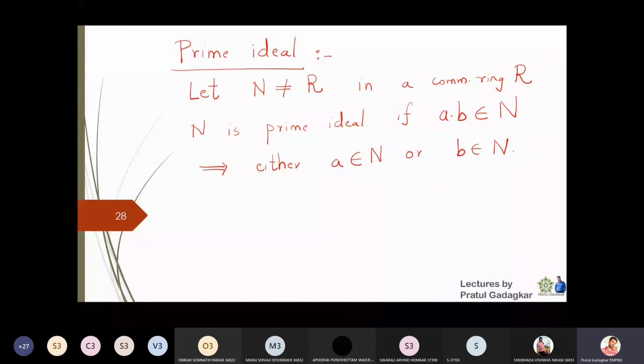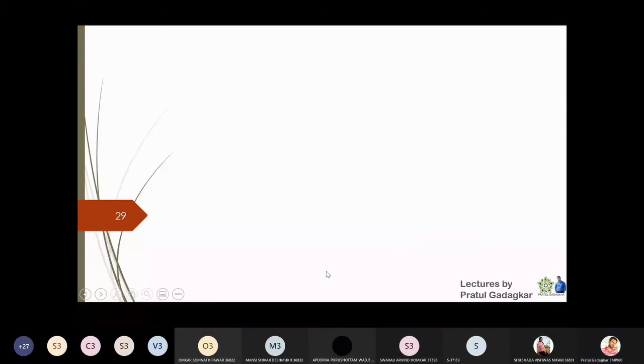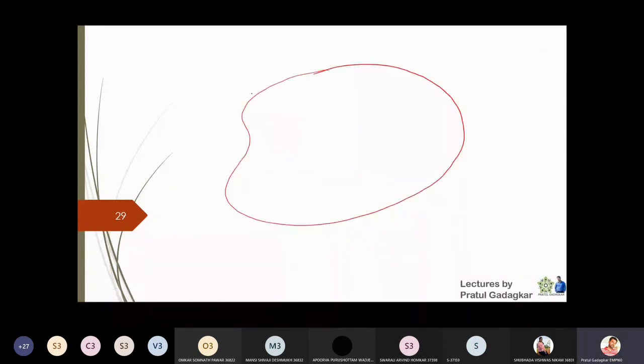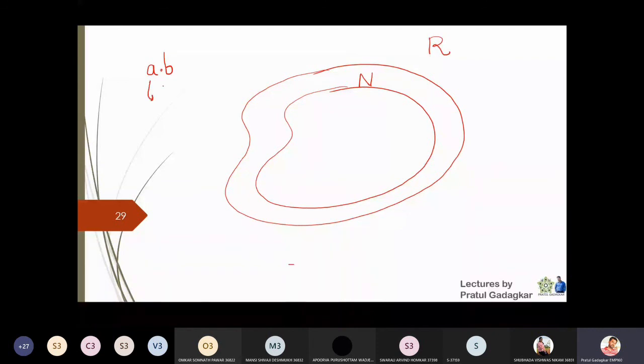Okay. So see, this definition is not very easy to understand, so let me just draw one simple picture. So I will have a ring, and I'm having an ideal N. And when am I going to say this ideal is a prime ideal? I'm going to take directly the multiplication of two elements. Now where is A and where is B? A and B can be anywhere. A and B are free to move anywhere in the ring. They are not inside the ideal.